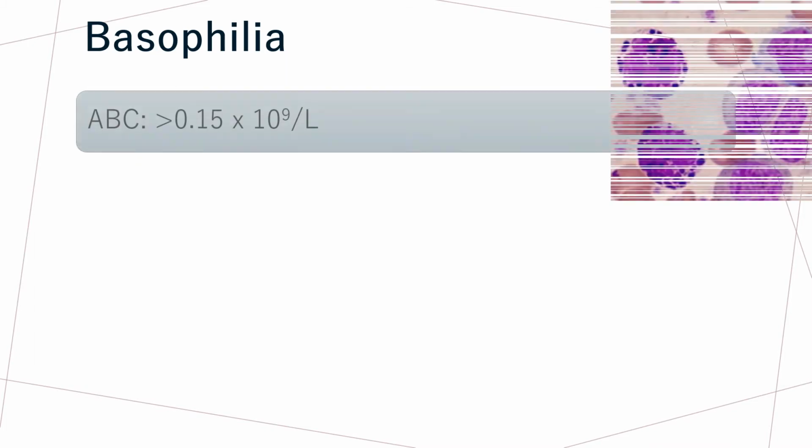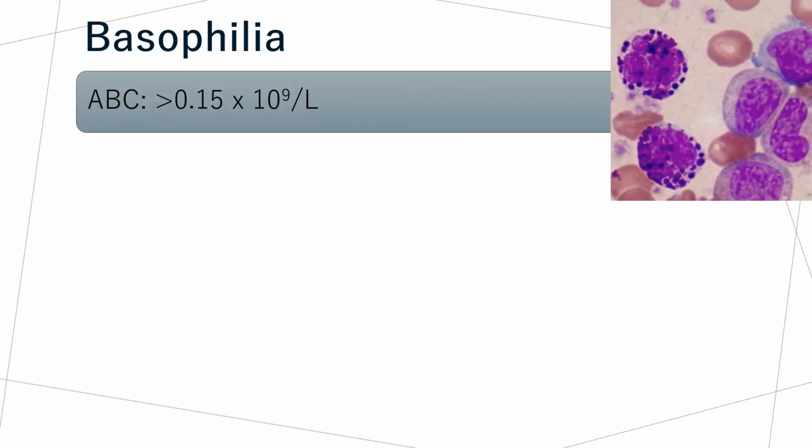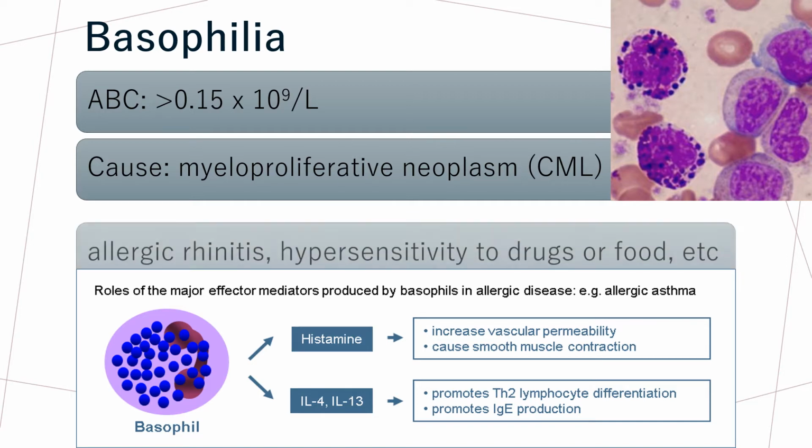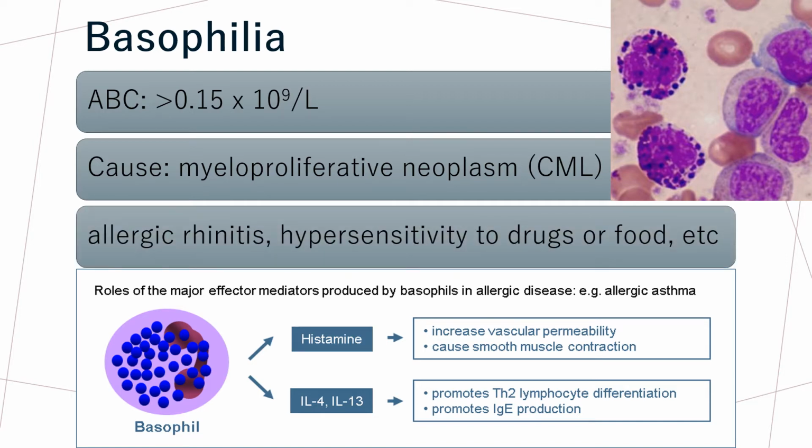Basophilia is defined as an absolute basophil count greater than 0.15. The most common cause of basophilia is the presence of a malignant myeloproliferative neoplasm such as CML, or chronic myelogenous leukemia. Non-malignant causes of basophilia are rare and include allergic rhinitis and hypersensitivity to drugs or food.